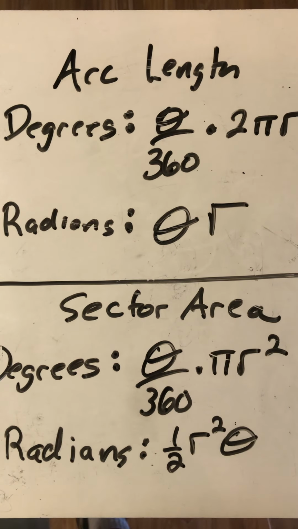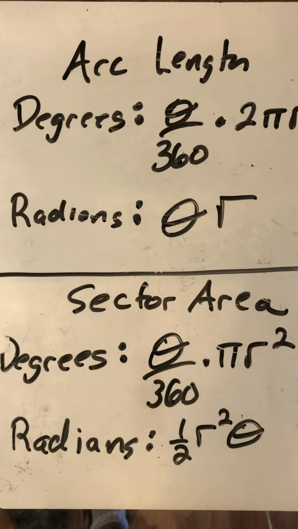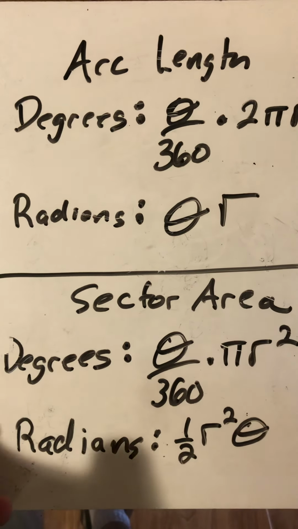To find sector area, if you're given the measure of the arc in degrees, then you just multiply the measure of the arc in degrees over 360 times pi r squared. And then if you're given the measure of the arc in radians, you would multiply 1/2 r squared times the measure of the arc in radians, okay? So those are the formulas that we use, all right?